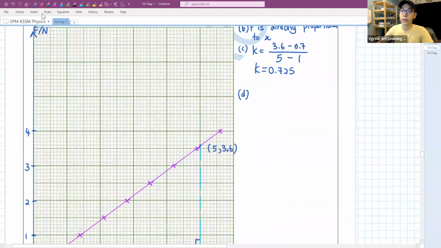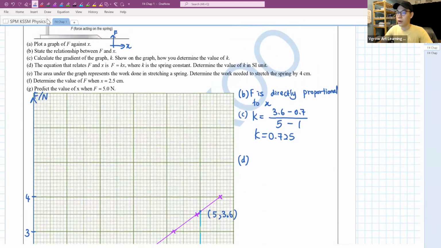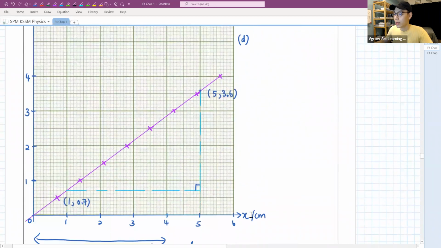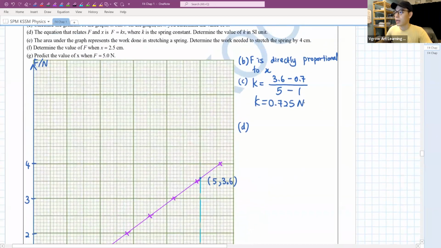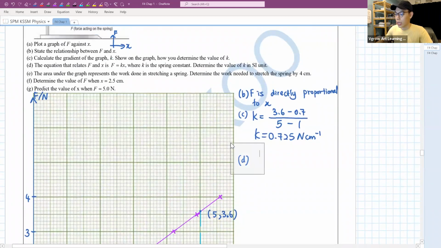So just now we did y value over x value. The y value is Newton. The x value down here is in cm. So it's Newton divided by cm, so Newton cm^-1. This is the k value. In part D, they're actually asking for the same thing. So you just have to write k equals 0.725 Newton per cm. So your one is 0.718 Newton per cm.